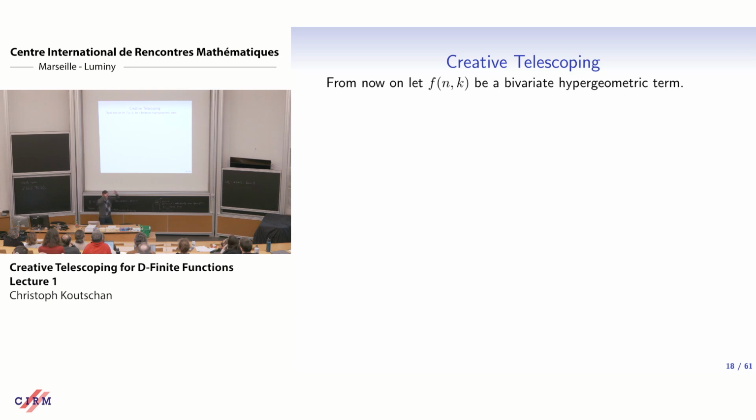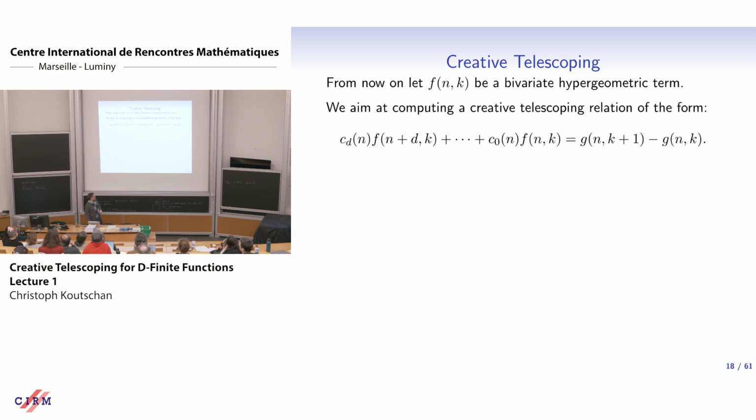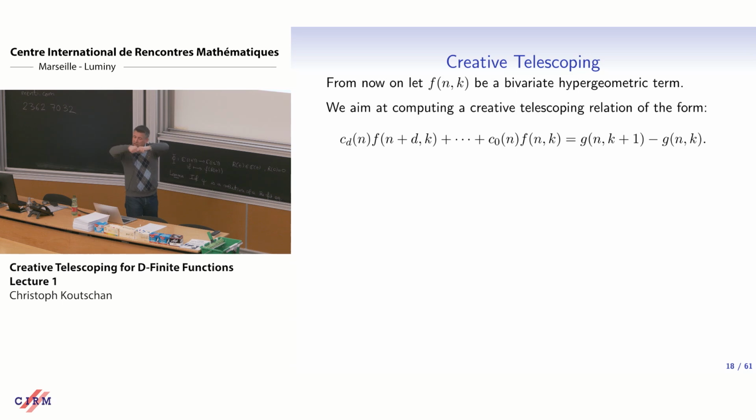On the previous slide, this f could have been anything, but now let's restrict again to hypergeometric terms. So given f of n and k, we want to find such a creative telescoping relation, where on the left-hand side we have a linear combination of shifts of f. We shift in n, and we have coefficients that depend only on n, so on the left-hand side nothing is done to the k, and the k does not really appear. And on the right-hand side, we have an antidifference with respect to k.